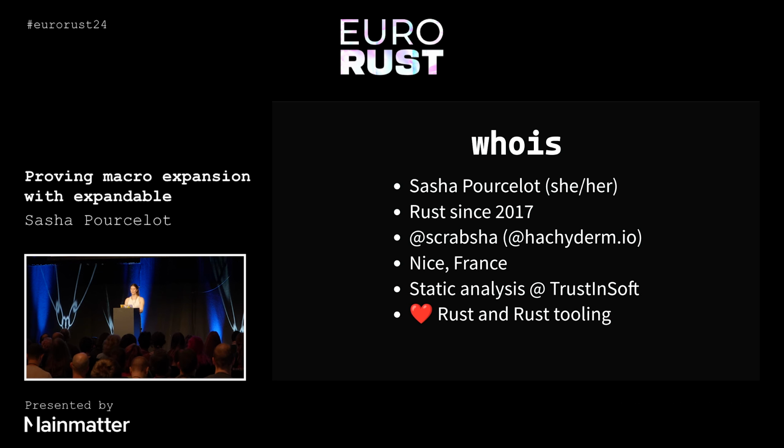So let's start with who I am. As said, I'm Sasha Pourcelot. I started playing with Rust around 2017, and I immediately fell in love with the Rust language. My handle is Scrapsha on the social networks and GitHub. I come from Nice in France. At work, I'm working at a French company called Trust and Soft, and we are building static analysis tools, mostly for C and C++. And in my free time, I love playing with Rust and building Rust tooling for it.